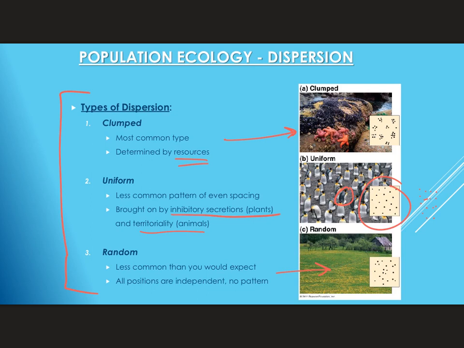And then random is exactly what it sounds like. What scientists say is this is not quite as common as you'd expect, but certainly wildflowers in a field are randomly dispersed by the wind. A lot of solitary animals, like a tiger, would also be randomly dispersed because they just kind of go do their own thing.